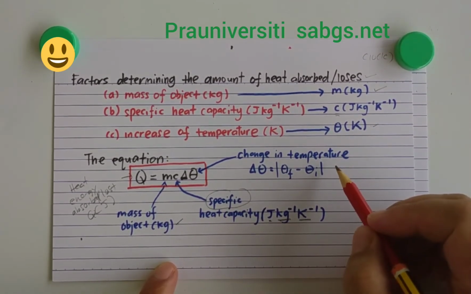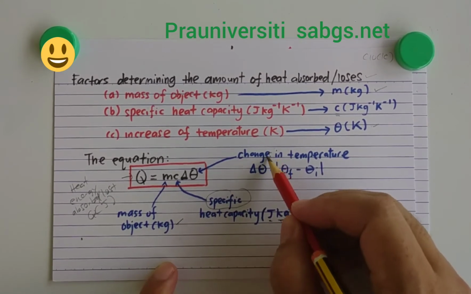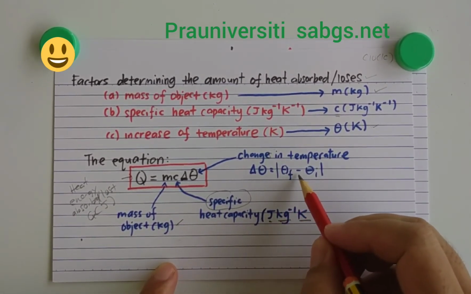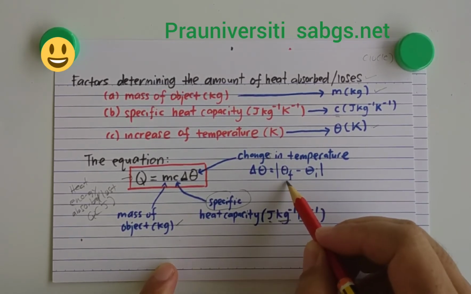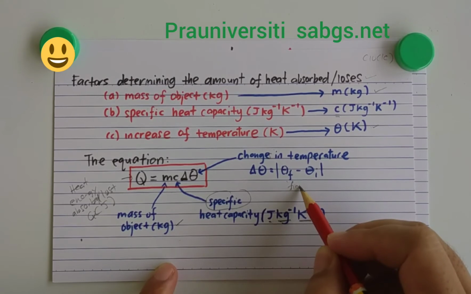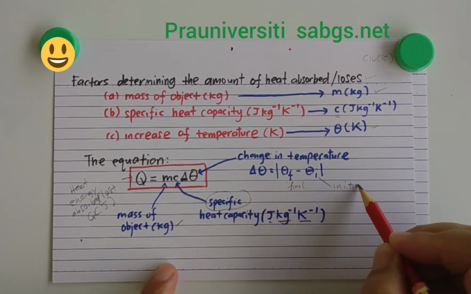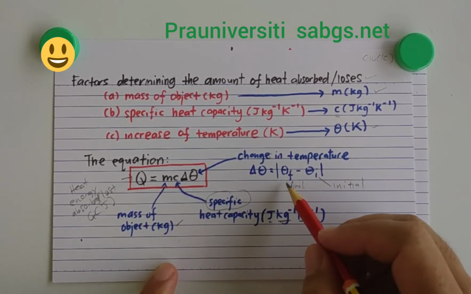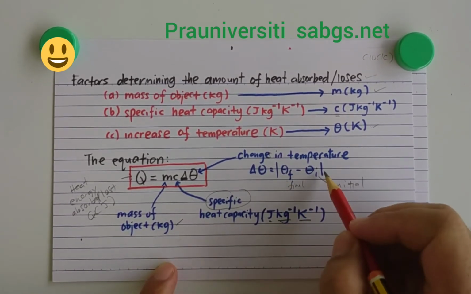And here, d theta is the change in the temperature. So theta F minus theta I. F is the final, and I is the initial. I put the modulus here because we don't want the magnitude to be negative. So that's why we have to put the modulus.